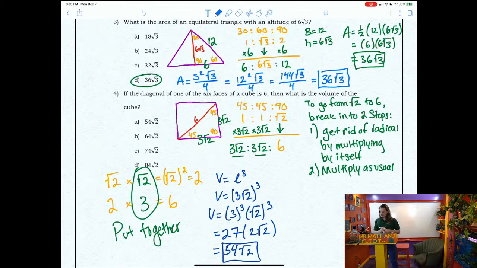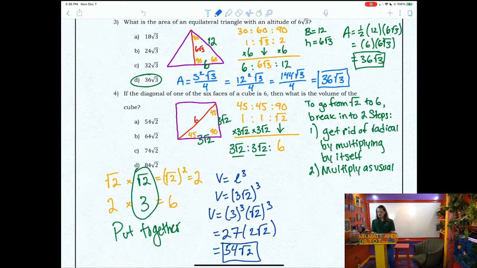For number 4, this problem was a little bit more difficult because we're going from a radical to an integer value. So we need to break this up into 2 steps in order to figure this out. If they tell me that the diagonal of one of the faces of the cube is 6, I know that each face of the cube has to be a square, and the diagonal of a square will divide the square into two 45, 45, 90-degree triangles, which have very specific angle to side length proportionality.